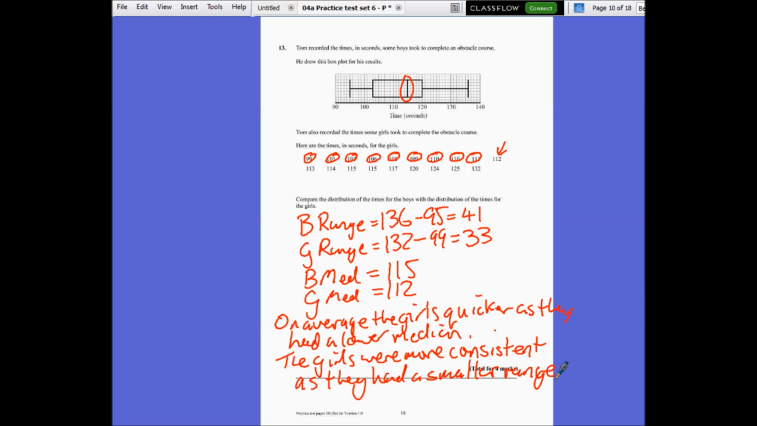So by saying on average, we are saying that we know that the median is an average, and by saying that they are quicker, we are putting it in context because it's a race. Again, saying that the girls are more consistent shows us that we know that a smaller range means that they are more consistent. So it's really important you use those words.